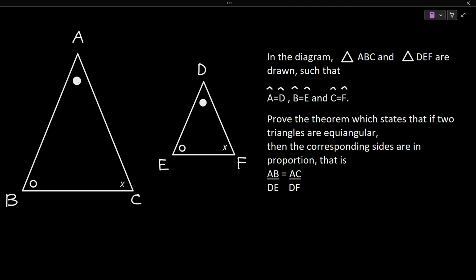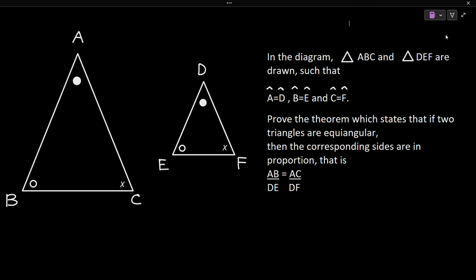Okay, the question says, prove the theorem which states that if two triangles are equiangular, then the corresponding sides are in proportion. That is, AB over DE is equal to AC over DF. Now, they mentioned that these two triangles are equiangular. We understand that the word equiangular means that all of the corner angles in these two triangles are equal to each other. So, like what they've mentioned above here, angle D is equal to angle A, angle B is equal to angle E, angle C is equal to angle F.